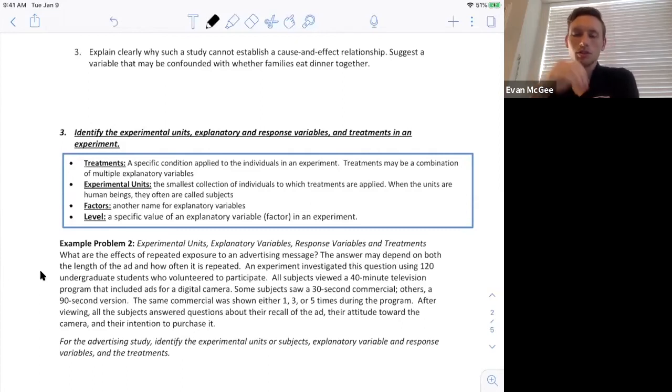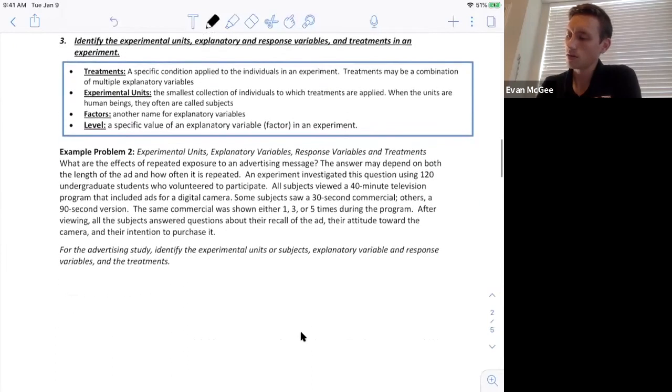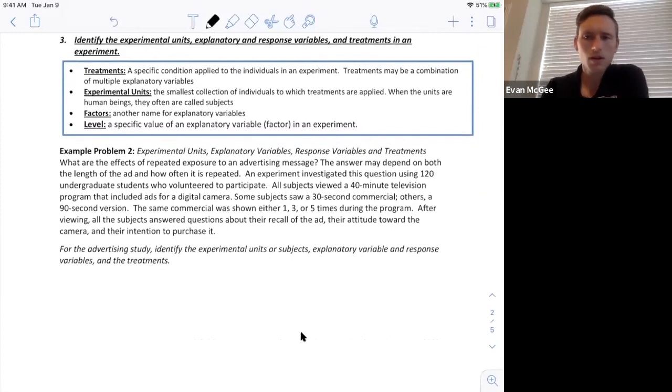So we are asked to identify the experimental units or the subjects, the explanatory variable, and the response variables of the treatment. So the response is the variable that we're measuring. The explanatory variable is the one that explains the outcomes for what we've measured. And the experimental units are who or what is undergoing the treatment.